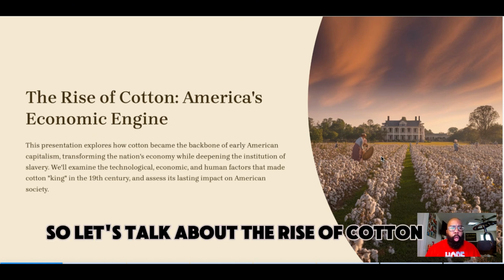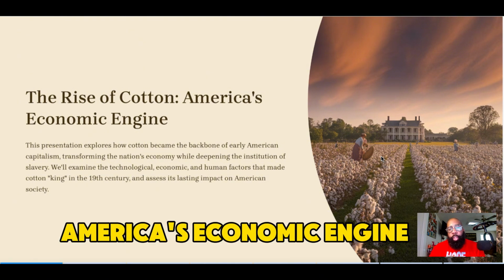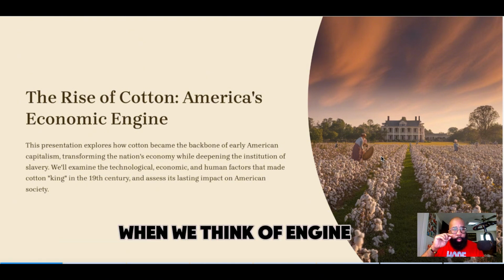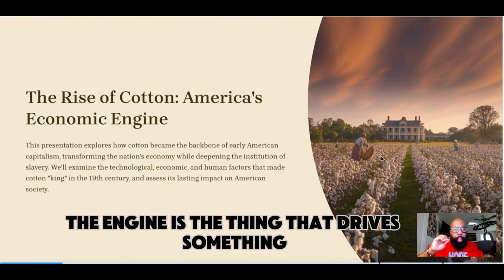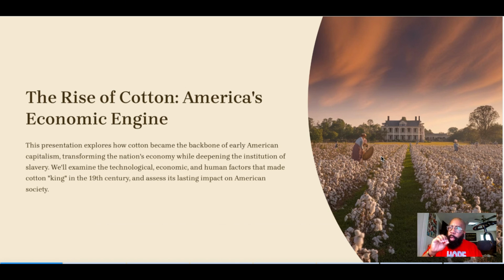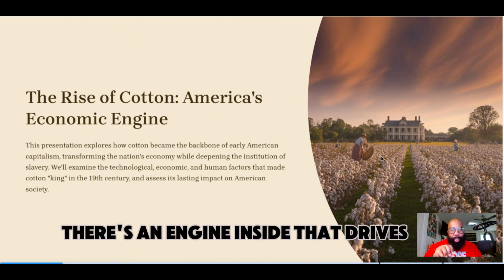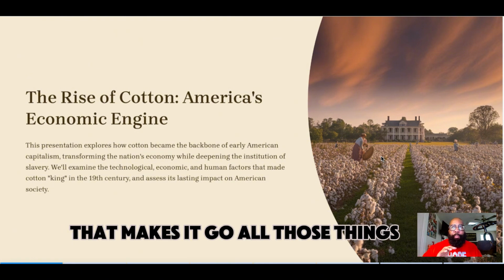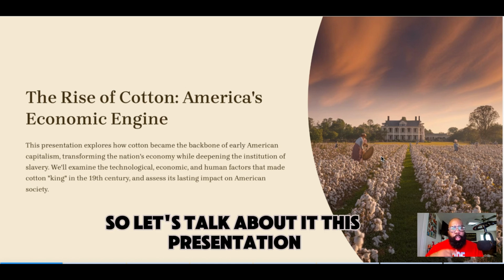So let's talk about the rise of cotton, America's economic engine. When we think of an engine, it is the thing that drives something within your parents' vehicle. There's an engine inside that drives it, that makes it go, all those things. So let's talk about it.